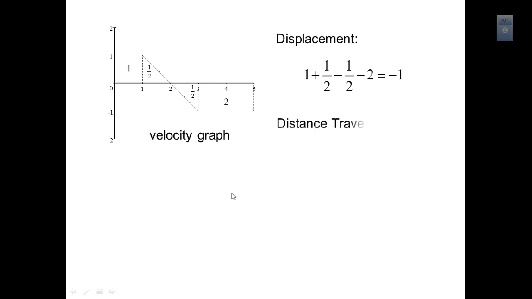Now, what if we wanted to find the total distance traveled? Well, in that case, everything down here that's negative we would actually think of as being positive. So we would have 1.5 plus 2.5. And that would give us 4.